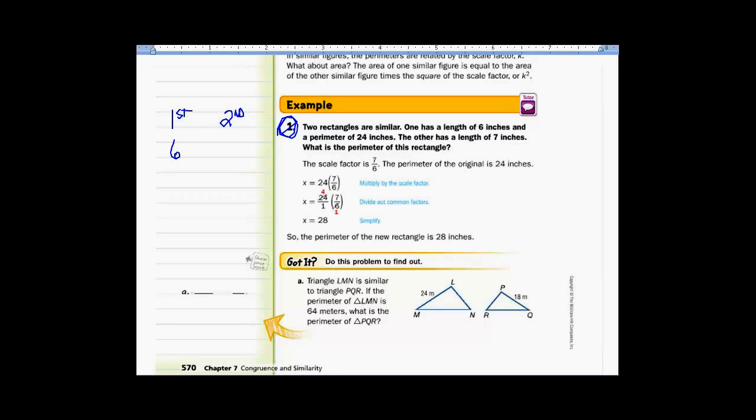So there's a couple different ways you can set up these proportions. You could say 6 is to 7, because we got 6 inches on side length and 7 inches. We're going to say side length. We're going to say 6 is to 7 as 24. Now where would 24 go? Did it go with the 6 or did it go with the 7? It went with 6. So 6 is to 7 as 24 is to what?